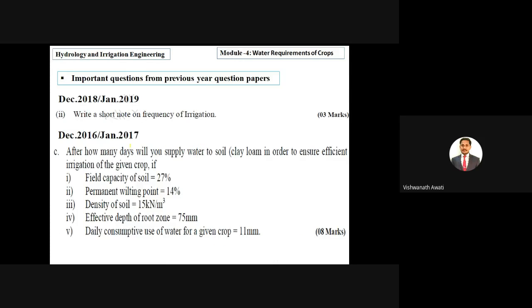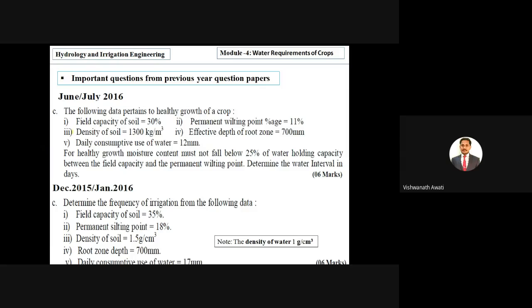So we'll see important questions. In 2018, January 2019, there is a question: write a short note on frequency of irrigation for 3 marks. Then December 2016 and January 2017, there was a problem which we solved in the previous problem, the first problem. So go through the first problem, and it is same as 2016 January 2017. Then in June July there was a problem, and it is also solved as the second problem.